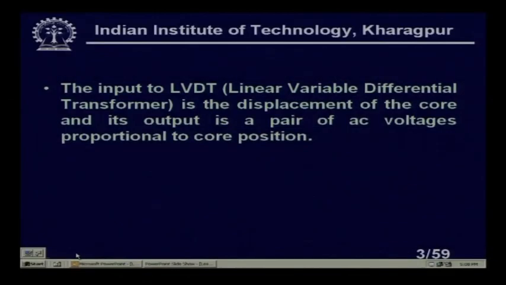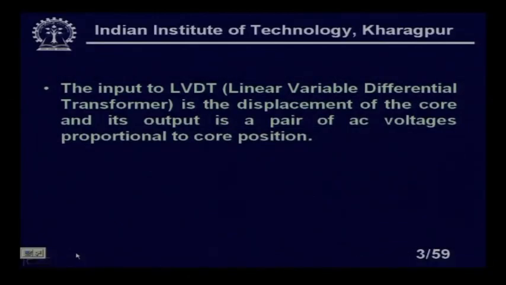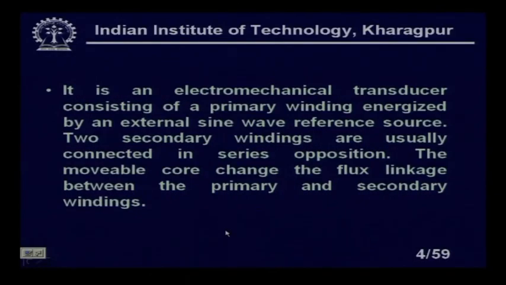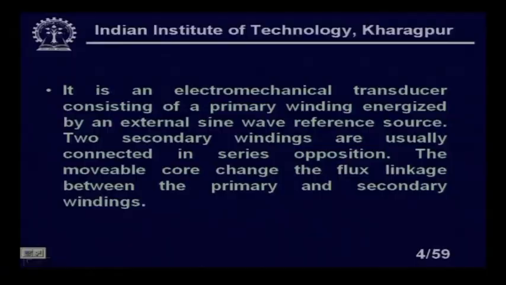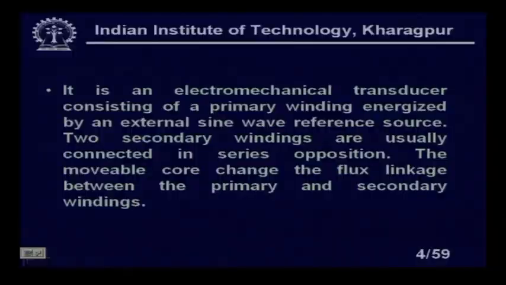Let us go back. The input to the LVDT, the linear variable differential transformer, is a displacement of the core, and its output is a pair of AC voltages proportional to the core position. As we know, this is the basic LVDT. It is an electromechanical transducer consisting of a primary winding energized by an external sine wave reference source, please note we always need this source outside, and two secondary windings usually connected in series opposition. We discussed this in detail when we covered the LVDT. The movable core changes the flux linkage between the primary and secondary windings, giving a non-zero output voltage E naught.